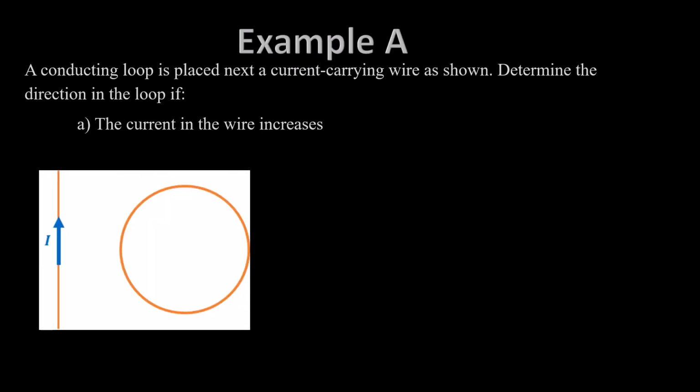Example A is a similar scenario. In this case, we have a conducting loop that's placed next to a current-carrying wire as shown. Determine the direction of current in the loop if the current in the wire is increasing.